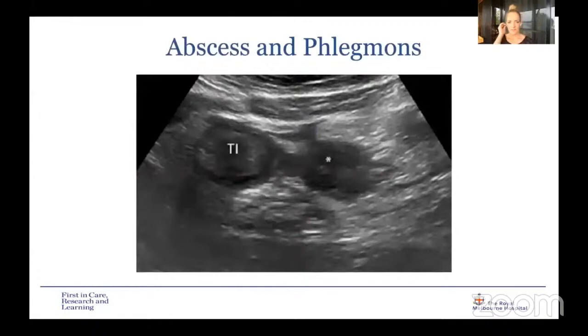The other one that you'll find really useful is for identifying abscesses and phlegmons. So this here is someone's terminal ileum. You can see this hypoechoic area here. This is not bowel wall, and so it's concerning for either an abscess or a phlegmon.